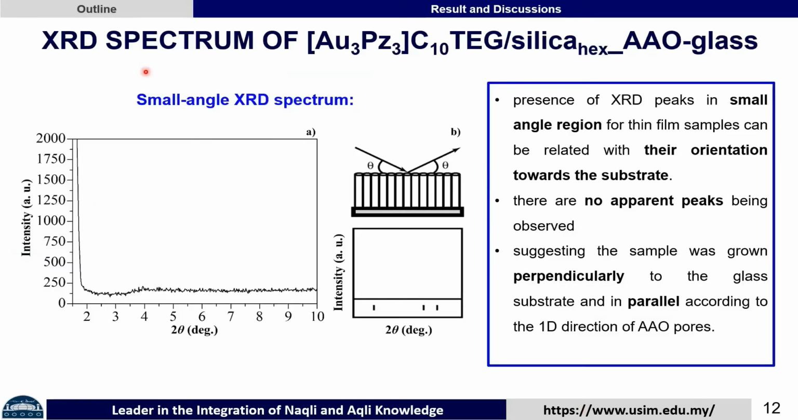For the morphology study, the XRD was conducted on the thin film, where this is the small angle XRD spectrum, where the presence of XRD peaks in the small angle region for thin film samples can be related to their orientation towards the substrate. And in this figure, as you can see, there are no apparent peaks being observed, suggesting the sample was grown perpendicularly to the glass substrate and in parallel according to the 1D direction of the AAO pores, as being suggested as you can see here.